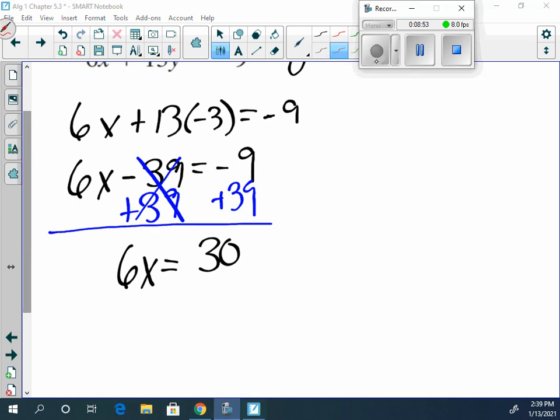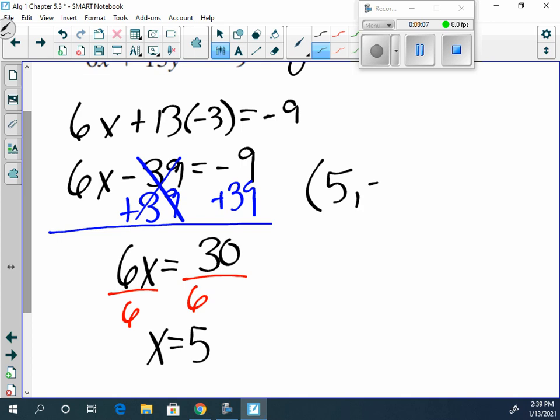Okay, and the last thing we need to do to find the value of x is to divide both sides by 6. And 30 divided by 6 is? So the answer for this here is 5 comma negative 3. 5 comma negative 3. And that's the solution. Questions on this here? Any questions on any of this here so far? We're good with this here? Yes? Okay.